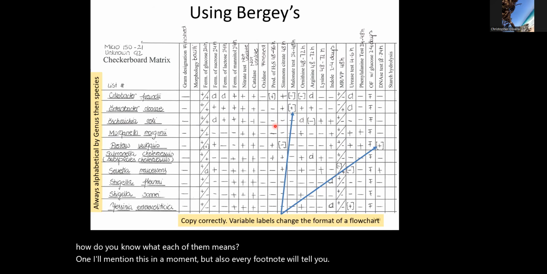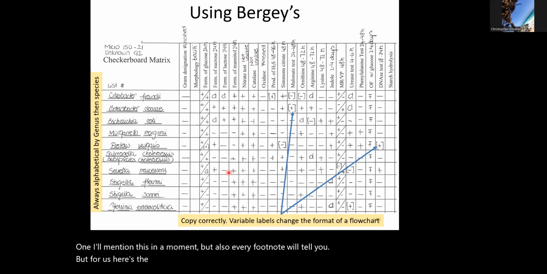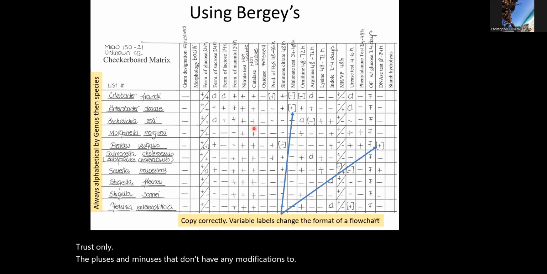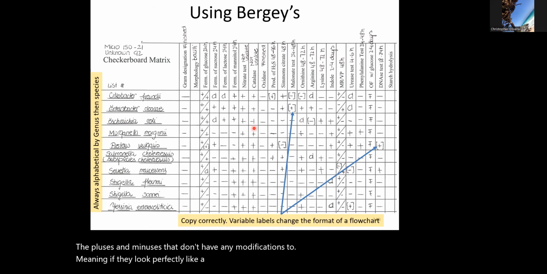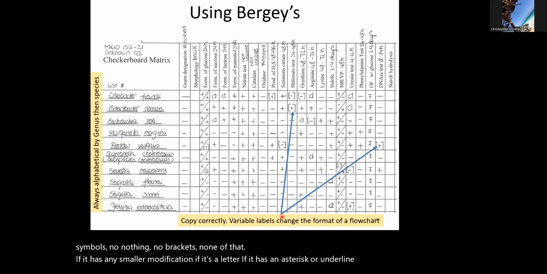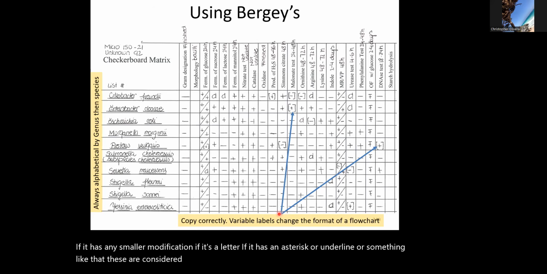But for us, here's the deal. Trust only the pluses and minuses that don't have any modifications to them, meaning if they look perfectly like a plus, perfectly like a minus. No extras, no additions, no symbols, no brackets, none of that. If it has any small modification, if it's a letter, if it has an asterisk or underline or something like that, these are considered for us what we call a variable. That's going to be a word that you definitely want to know.